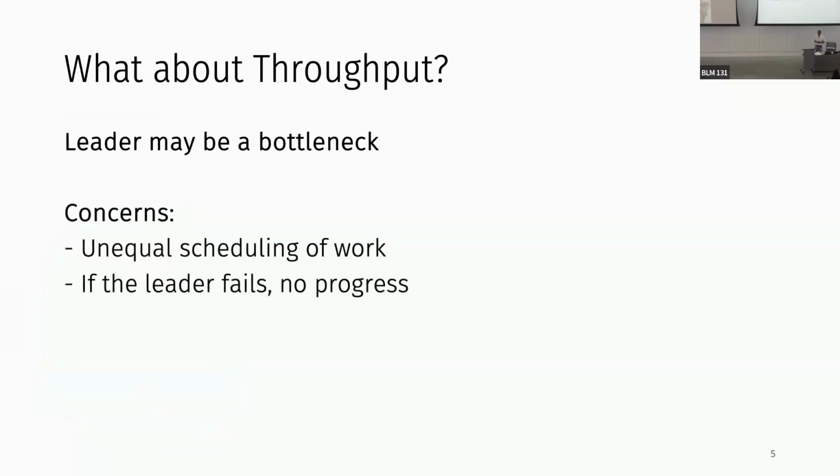And this can happen in two different ways. So the first concern is unequal scheduling of work. Let's say you have a 1,000-party system, and in a vanilla leader-based protocol, the leader is sending a 1 megabyte block. If it is sending to 1,000 different parties, then it is sending effectively 1 gigabyte worth of information. But if you look at this from the perspective of individual parties, they're only accepting 1 megabyte worth of information. So there is unequal resource usage in that sense.